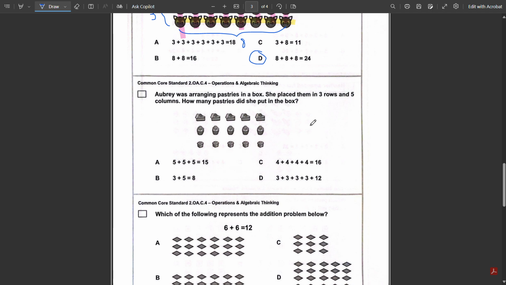Number 2. Audrey was arranging pastries in a box. She placed them in 3 rows and 5 columns. How many pastries did she put in the box? So 3 rows, 1, 2, 3, and 5 columns, 1, 2, 3, 4, 5. If we were to add 5 3 times, it would be A. 5 plus 5 plus 5 equals 15.